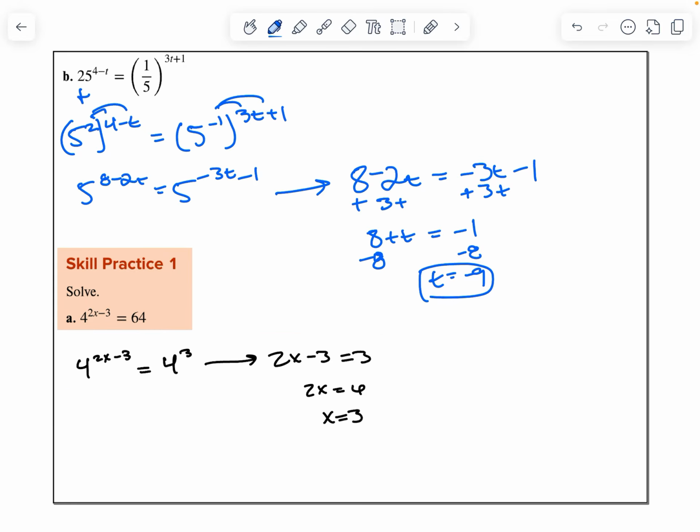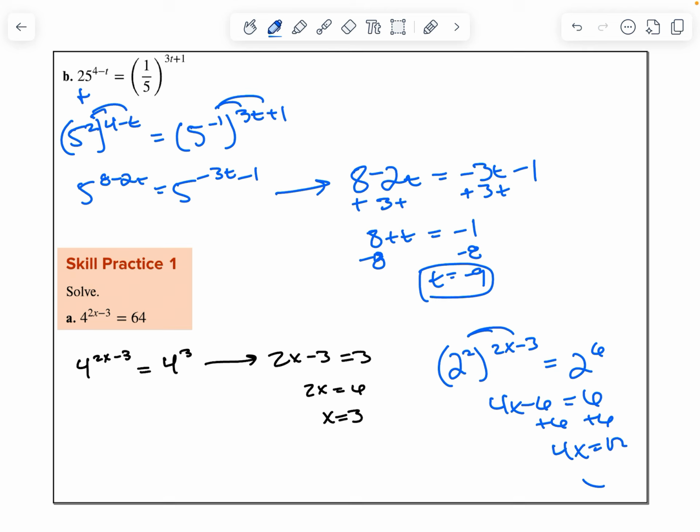Here, I'll work it the other way for you. If I had 2 squared times 2 to the 2x minus 3 equals 2 to the 6, I would end up with 4x minus 6 equals 6. Add the 6. 4x equals 12, so then x equals 3. What do you know, we got the same answer either way.